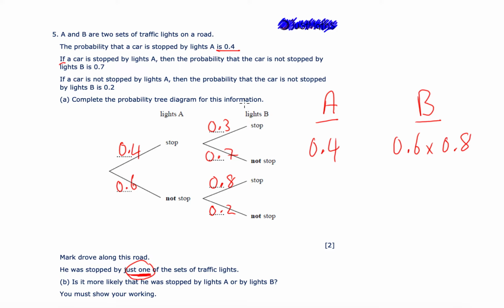the answer to that is 0.6 times 0.4. Fine, I should have known that. 0.48. My year 6 numeracy skills on display there. Okay, so it is more likely that he is therefore going to be stopped by light B because 0.48 is bigger than 0.4. Okay, so let's have a go at the next one.